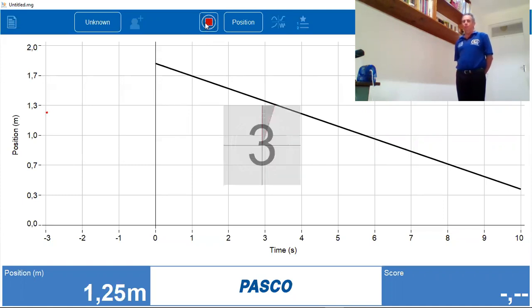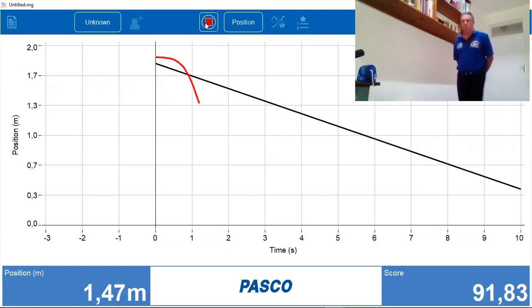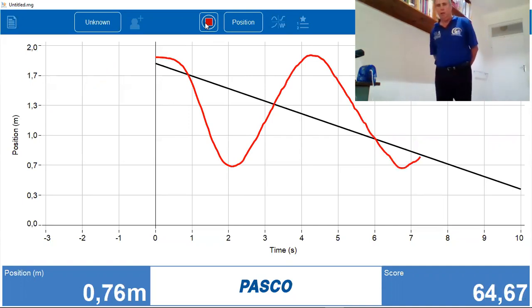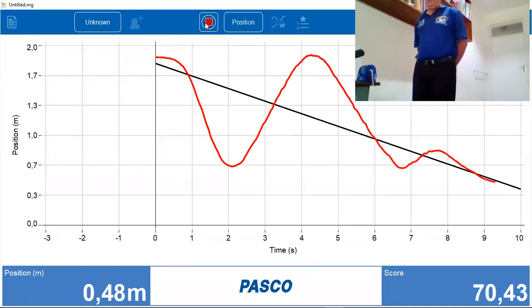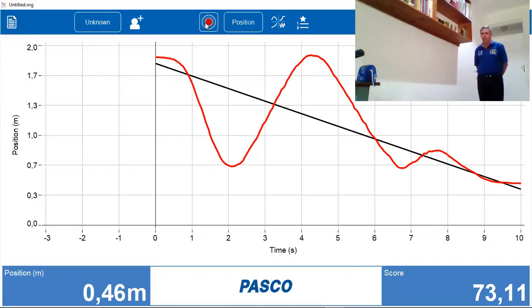Let's go. I need to adjust my position. I have 3 seconds, and then I must walk. Oh, too fast. Let me come back a bit. Too far. Got to get onto that black line. We're getting closer. See if I can end in the right place. Okay, that wasn't too bad, 73%. But you can see that my red graph was actually quite far from the black graph. I'm sure I can do better.